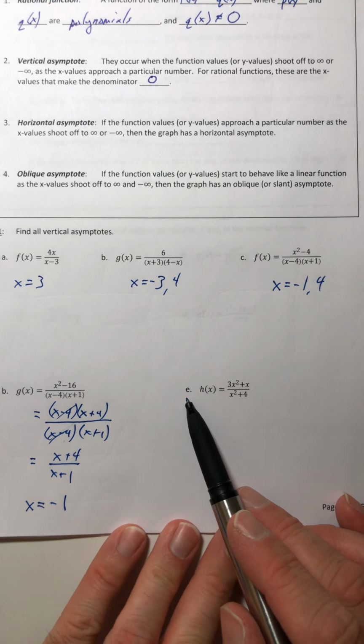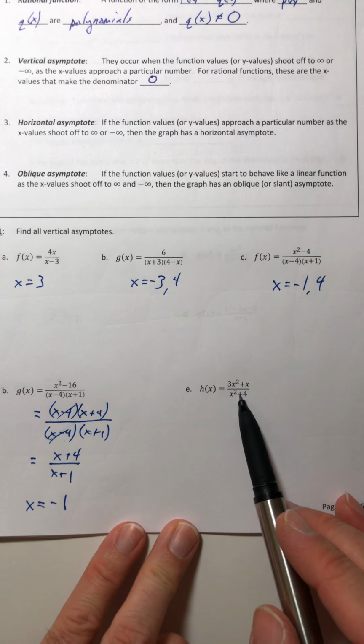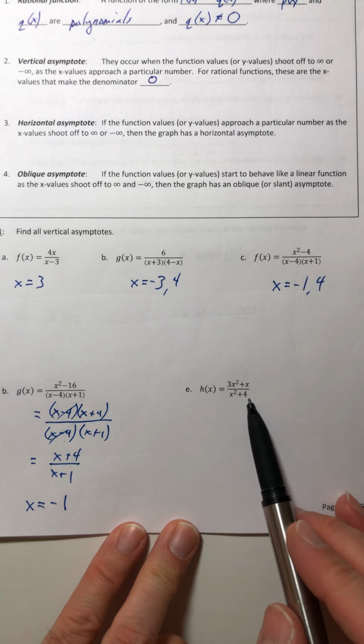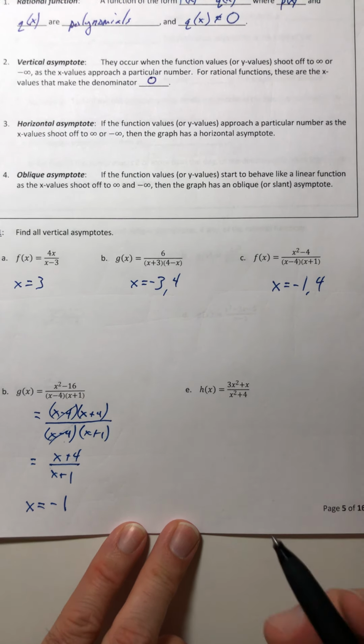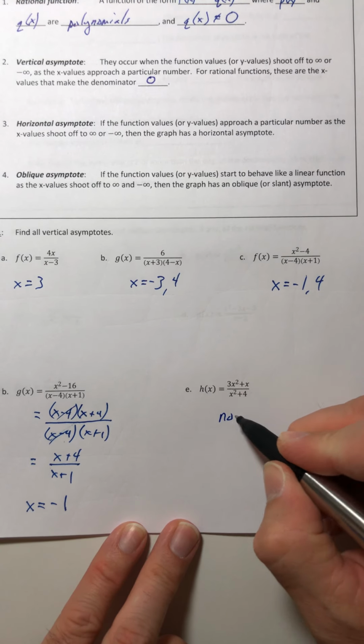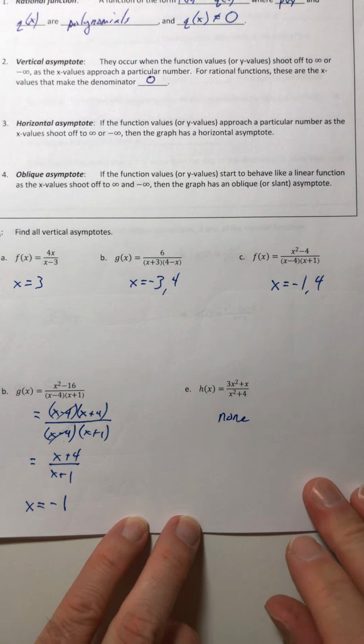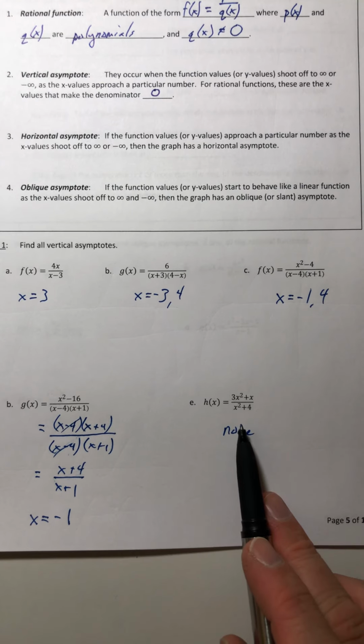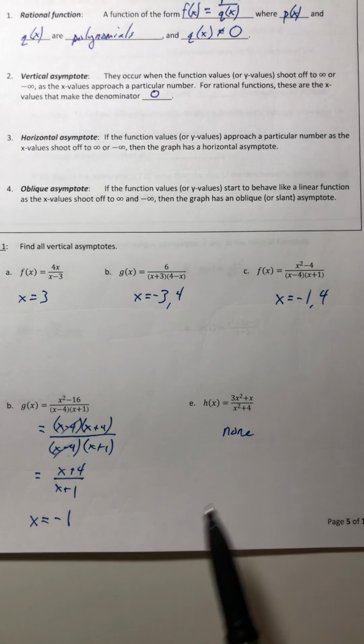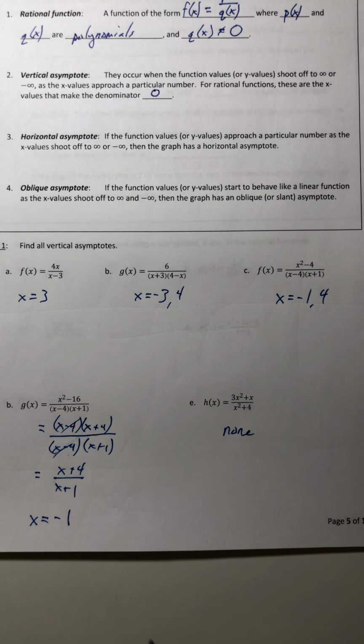All right, and this last one, example E, nothing you could do to that denominator would ever make it 0. So in this case, there are no vertical asymptotes. So they don't have to have one. A lot of them that we're going to see in this section do, but not all of them.